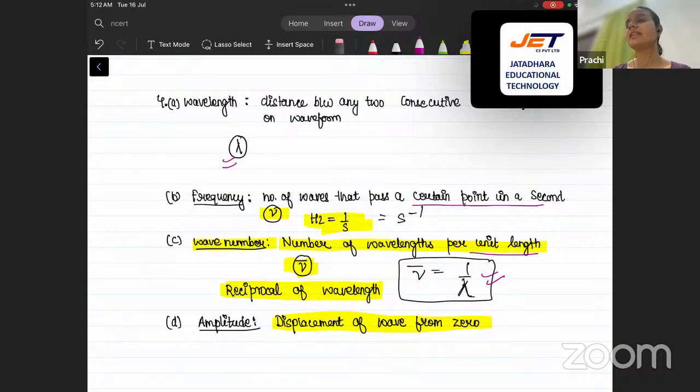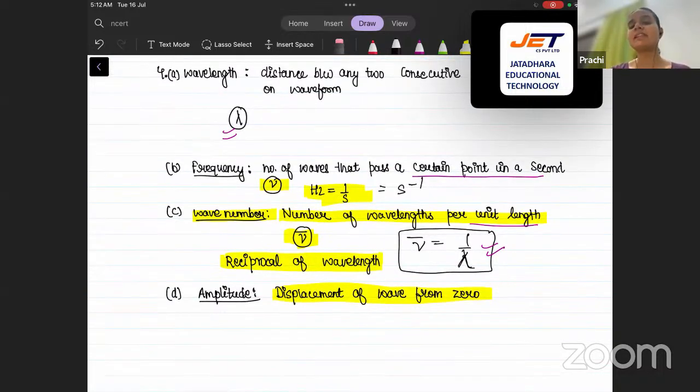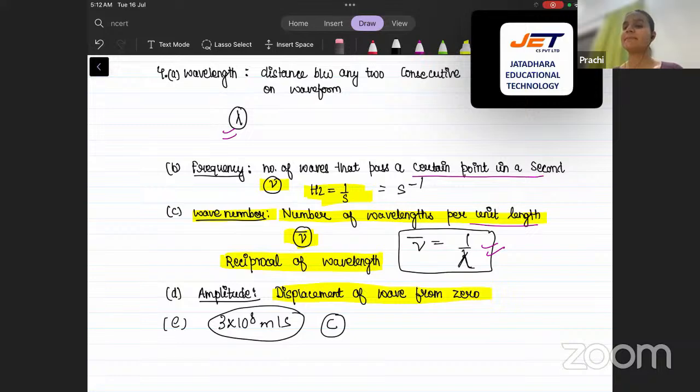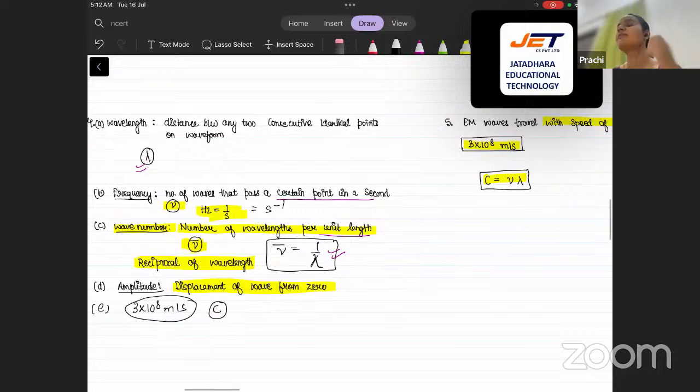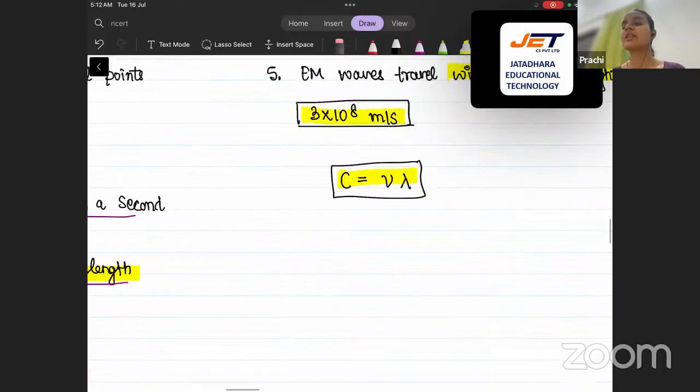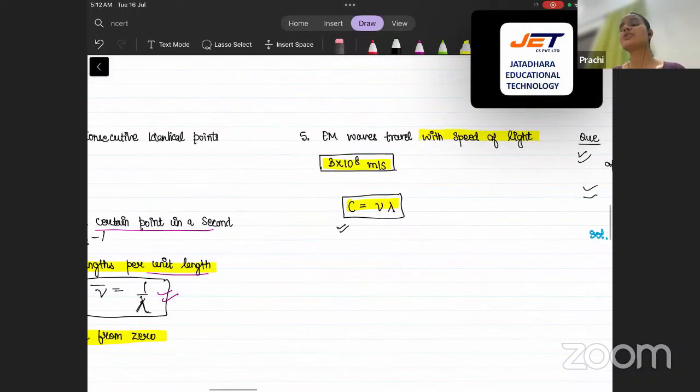And also we learned that these waves will be traveling at the speed of light, which is 3 into 10 raised to the power 8 meter per second. The speed of light is denoted by the symbol c. And then finally we learned the relationship between the speed of light, wavelength, and frequency, right? So these are the things that we learned in the last class.